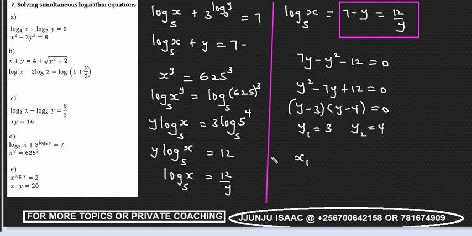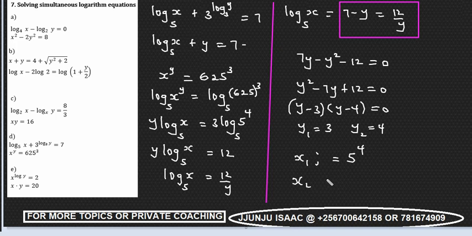Then what is x1? When you come back here, we can find x1, or we can use this, because when you look at this, we see that log base 5 of x is equal to 12 over y. So x1, we shall have 5. By the way, when you get 12 divided by y1, when I use 3, I will get 4 here. So I'll be having 5 power 4.